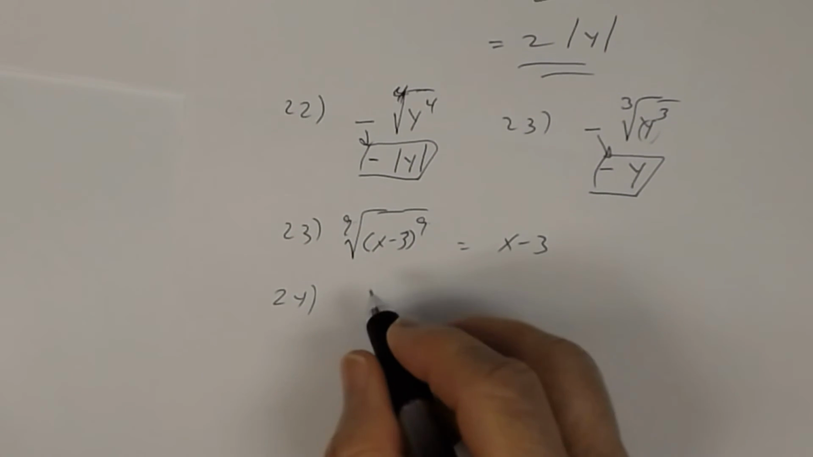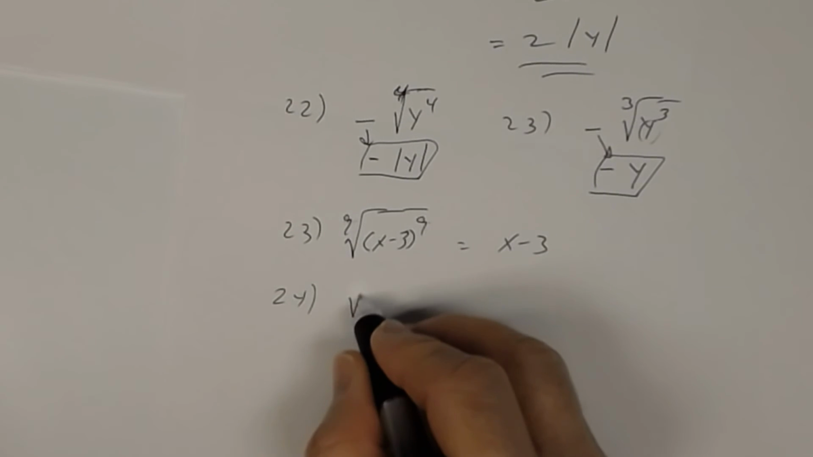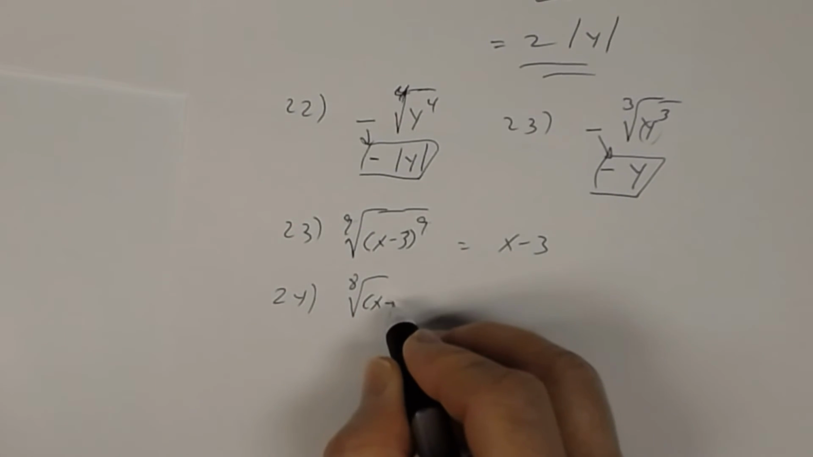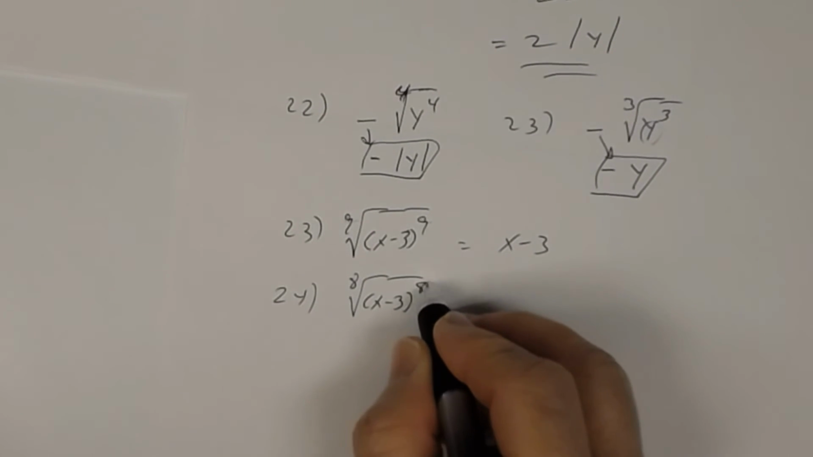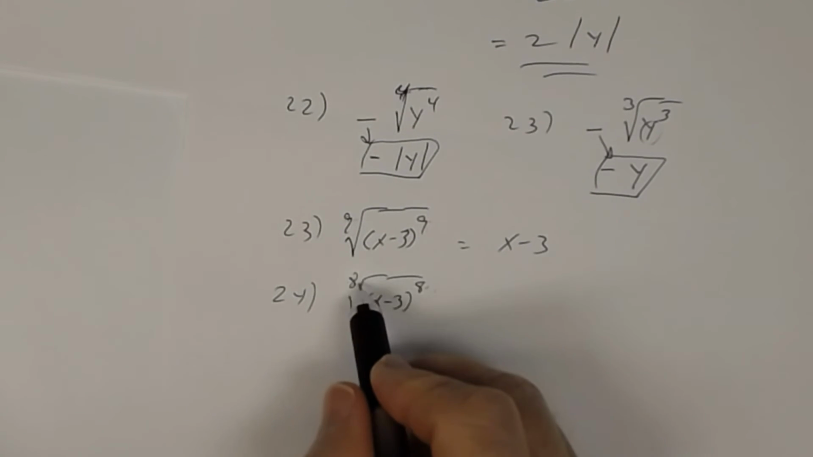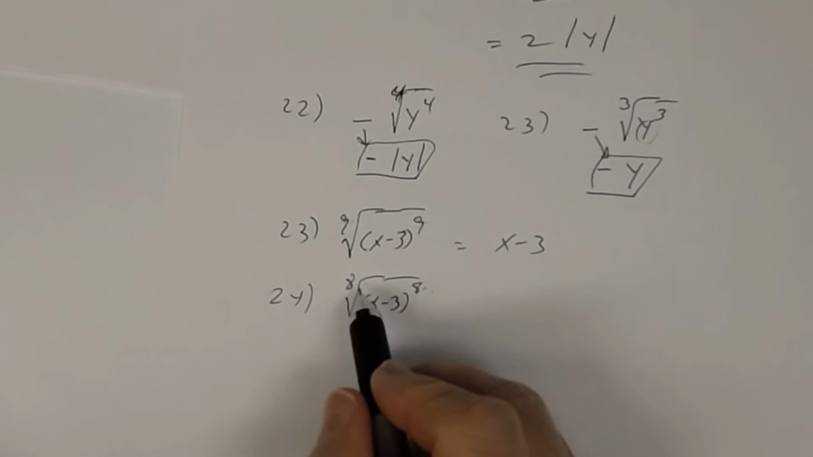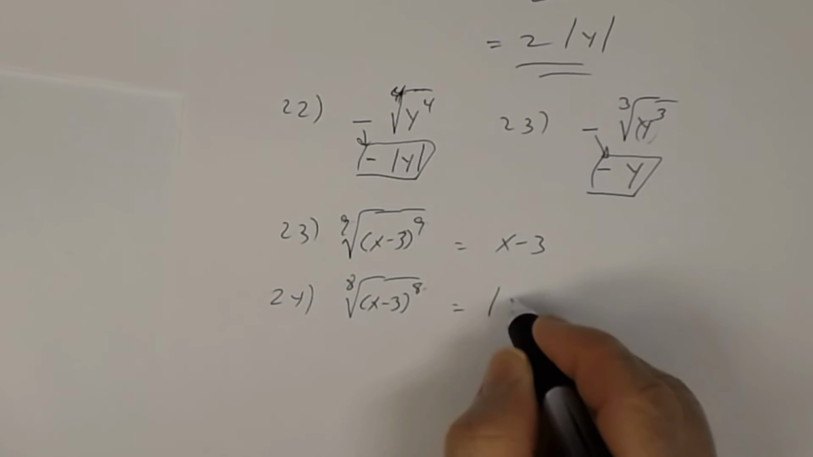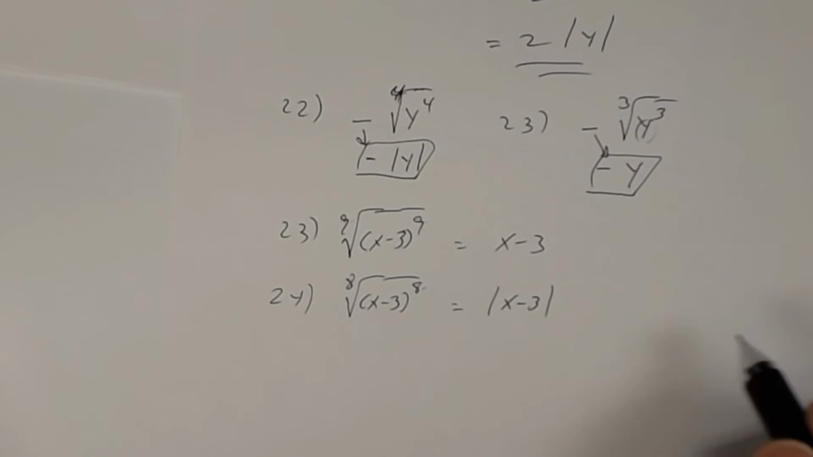Now, what if it's even? 24. Suppose you had the eighth root of x minus 3 to the eighth power. The ns are even, right? So remember, if the ns are even, you need absolute value. So that's going to be the absolute value of x minus 3. So notice the difference.